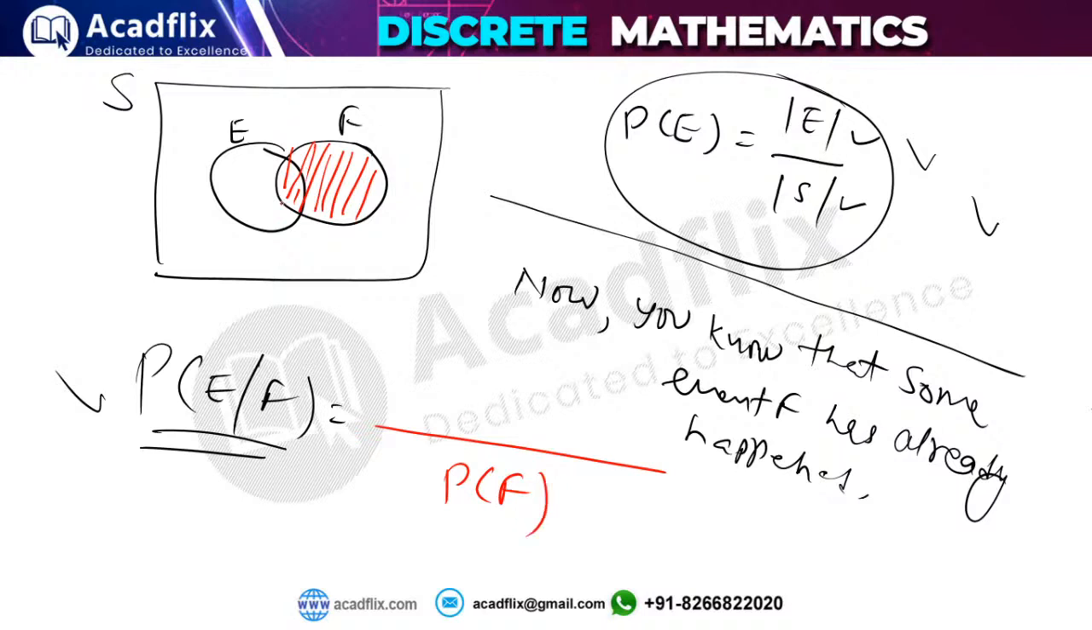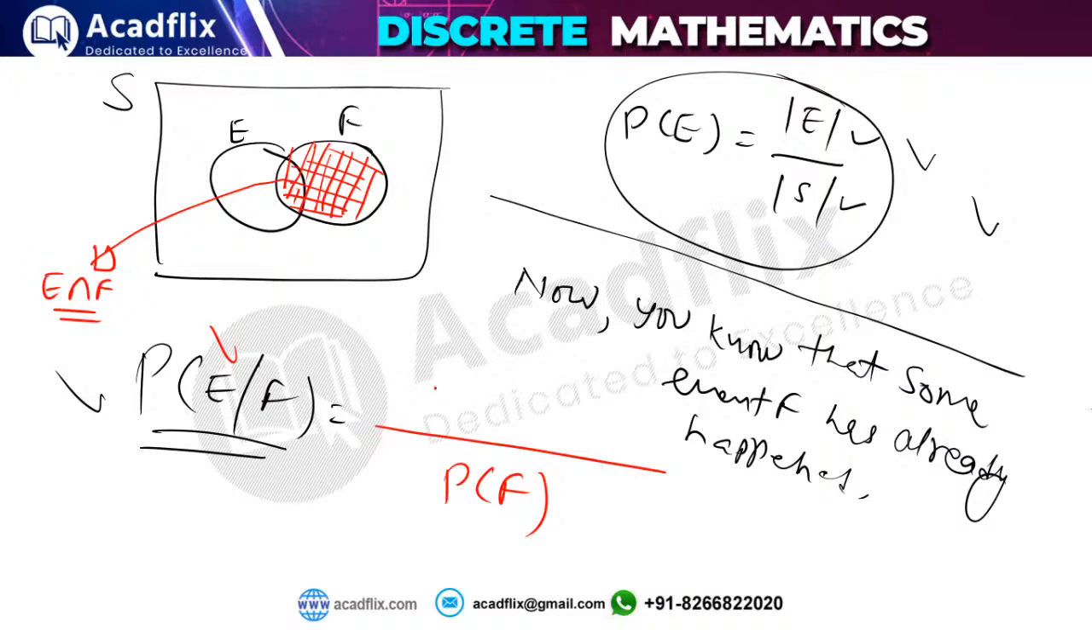This is your new sample space, or you can say the cardinality of F. And what do you want to know? You want to find the probability that E will happen given that F has happened. See, in this red area you want to find where E is happening. E is happening in this common area, meaning E intersection F.